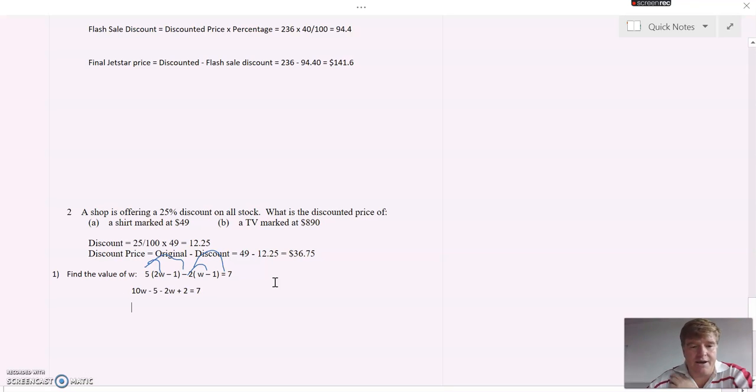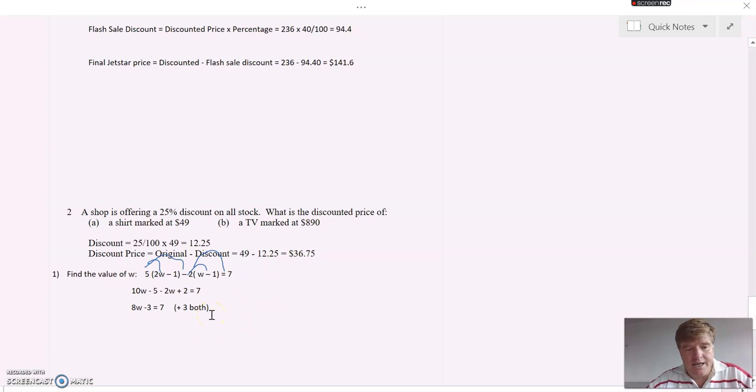Now, let's have a think about how we can get some terms together. We can put the 10w minus 2w, that's going to give us 8w, and minus 5 plus 2 is going to be minus 3, and that equals 7. Now we're in a stage where we can do just our normal rules. We want to get rid of the minus 3, so we're going to add 3 to both sides.